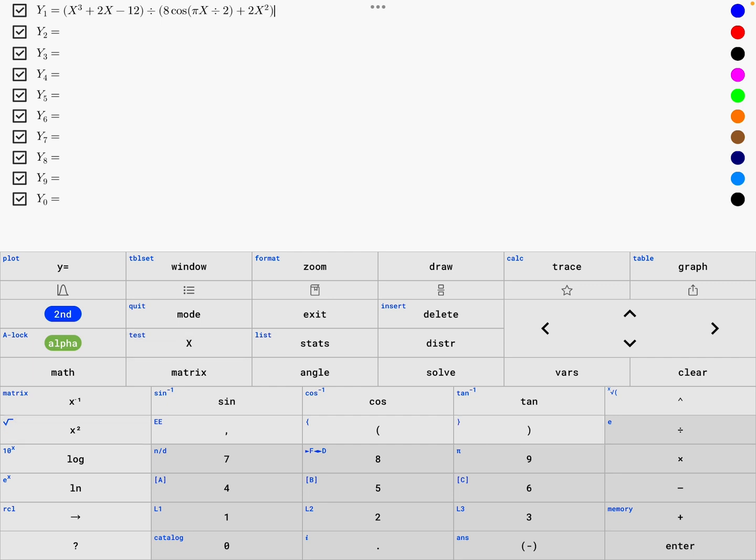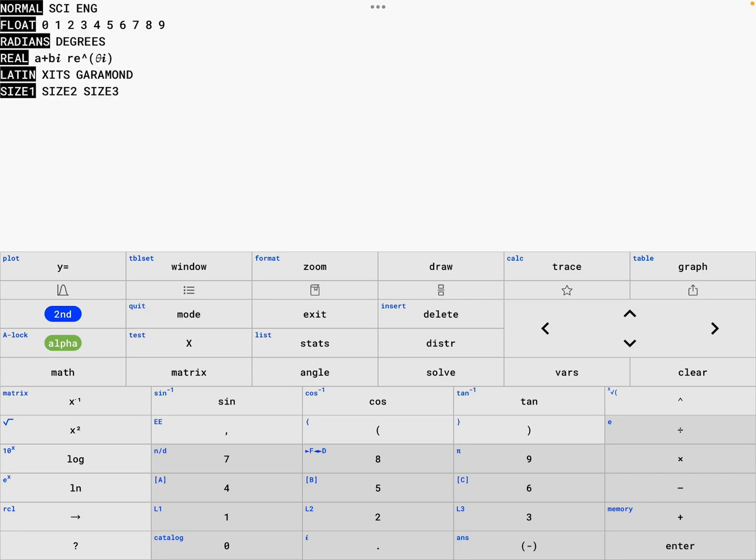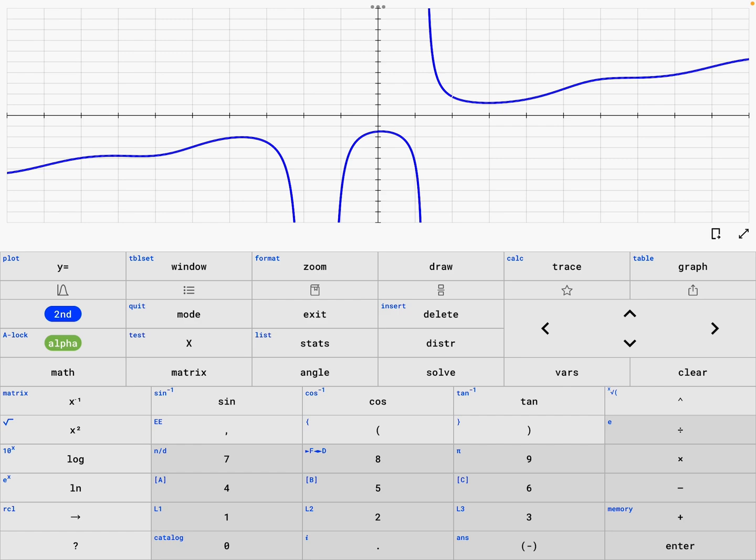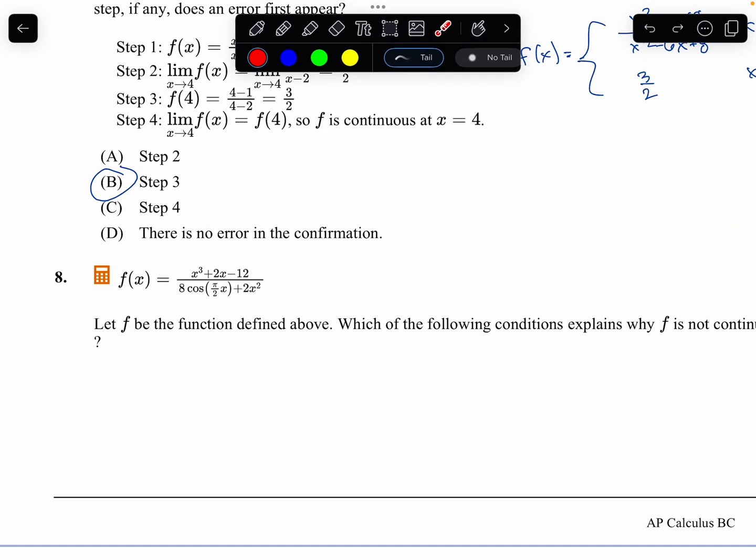I think that's everything. Before I click graph, I'm going to click the mode button. The mode button is to the right of the second button, and I'm going to make sure that we are in radians. If you're graphing any function and you have a trigonometric function, you better make sure that you are in radians. So here is this graph right here. Very funny graph.